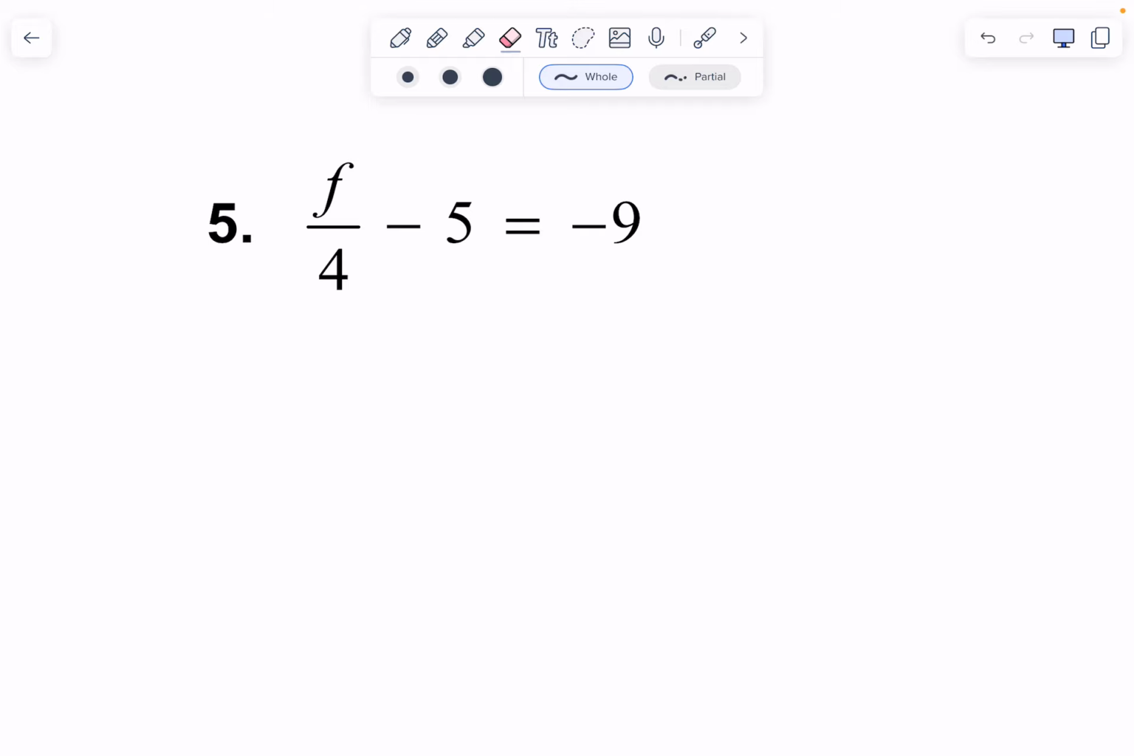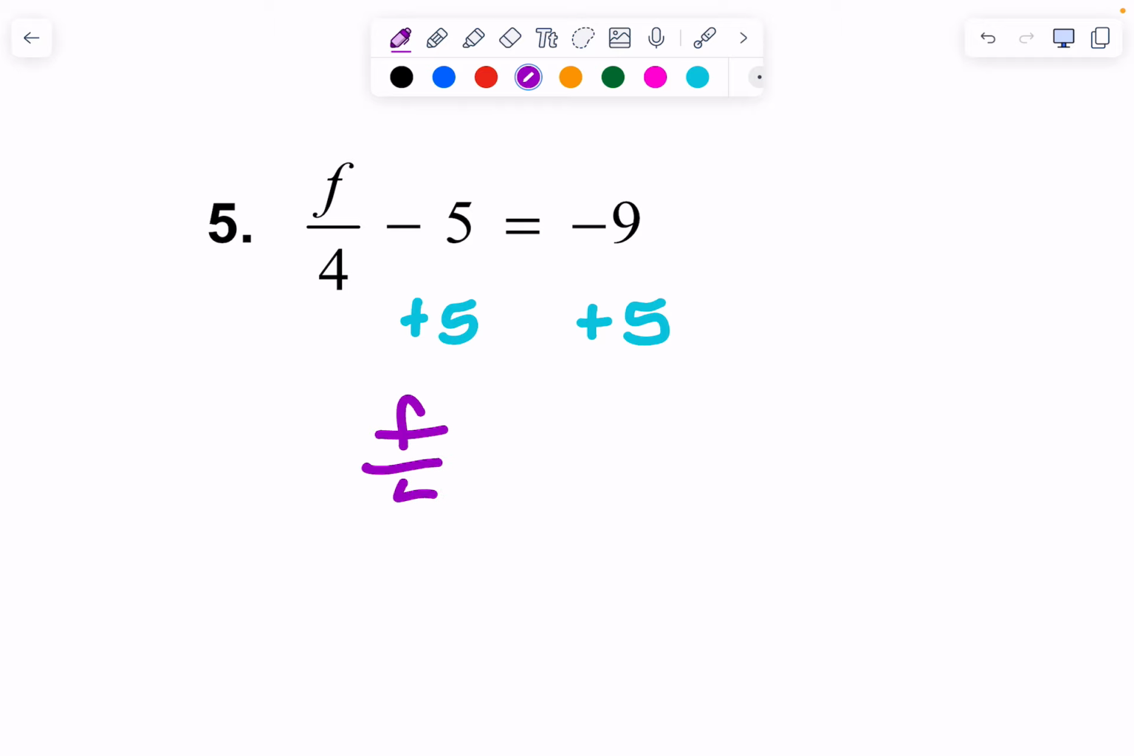So, Vivi, I know you're really excited about this. How are we going to get the 5 over there? You're going to add 5 to the left side and then add 5 to the right. Good. So we have f over 4 equals negative 4.